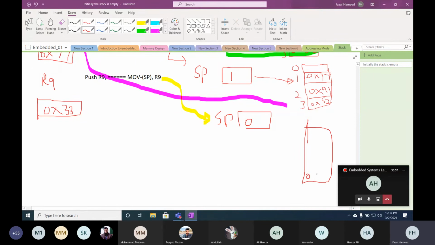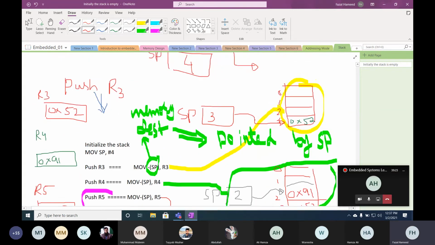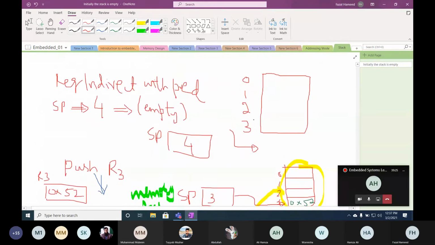So now we have 0x52, 0x91, the next value is 0x77, and the new value is 0x33. At this point, is the stack full or empty? Full, sir. The stack is full. You should consider that this stack is full.